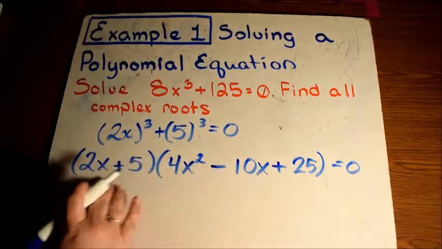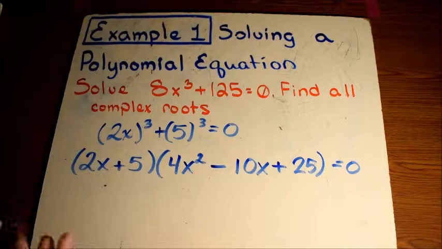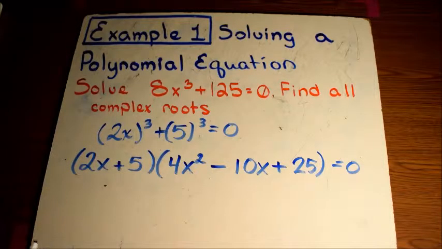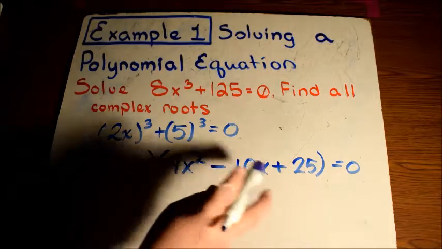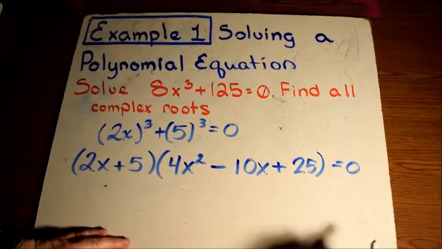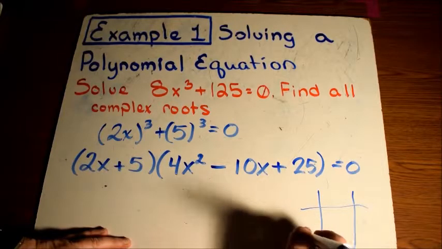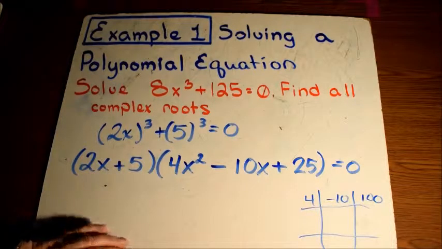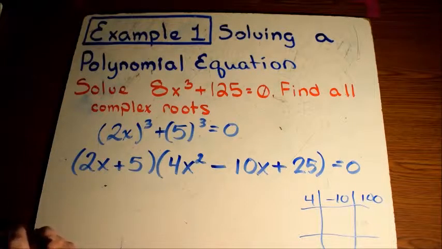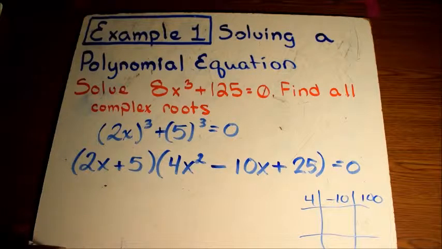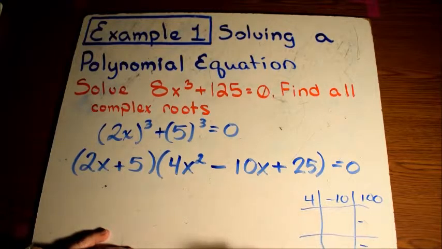Remember that in order to multiply two things together and get 0, at least one of them has to be equal to 0. So that means either 2x plus 5 is 0, or 4x squared minus 10x plus 25 is 0. I wonder if we might be able to factor this thing. Let's think. If we use our tic-tac-toe factoring, 4, -10, and 100. Are there two numbers that we can multiply to get 100 and add to get -10? Well, they'd both have to be negative.